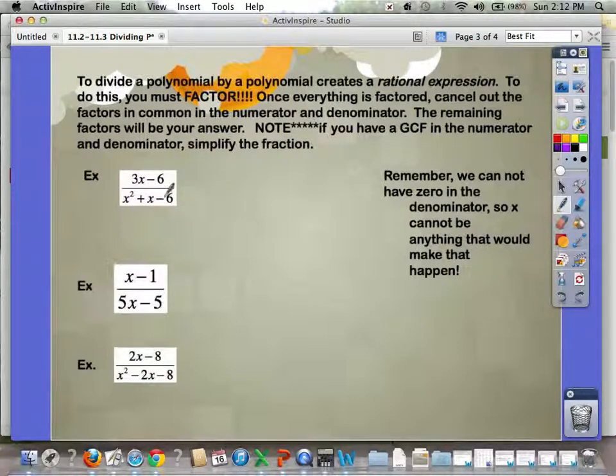All right, so I'm looking at this, and I have 3x minus 6. What can I take out of just the top? We'll just work at the top first and the bottom, and then we'll look at things together. That one has a 3 in common, so I'm going to take a 3 out, and I'm going to be left with x minus 2.